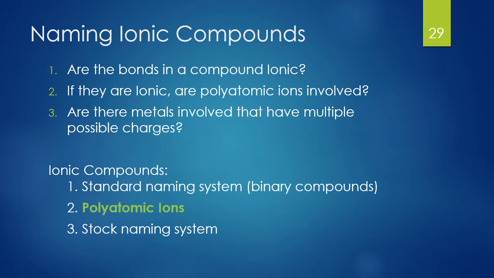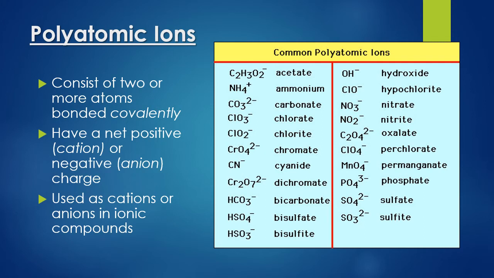So now let's look at naming ionic compounds if a polyatomic ion is involved. And in order to do that, we need to know what a polyatomic ion is. Polyatomic ions are ions, meaning charged compounds, that consist of two or more atoms. The atoms in the polyatomic ions are bonded covalently, but the polyatomic ion itself has an overall charge, whether it be a positive or a negative charge.